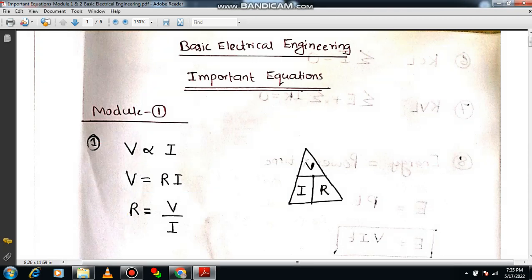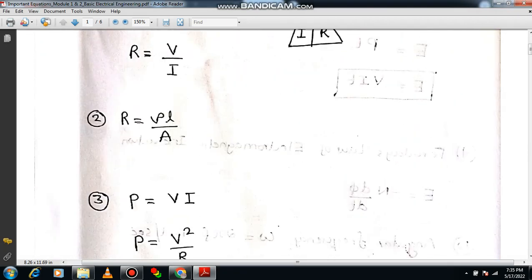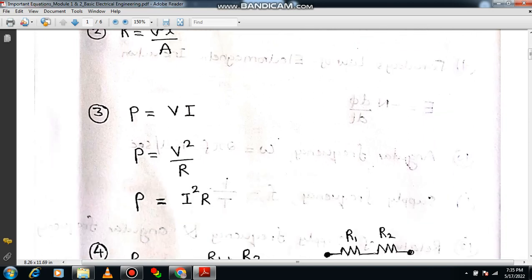This is very important. Another aspect of resistance: R is equal to rho L divided by A, where rho is known as resistivity or specific resistance. Resistance is directly proportional to length and inversely proportional to area of cross section. This point is also quite important.